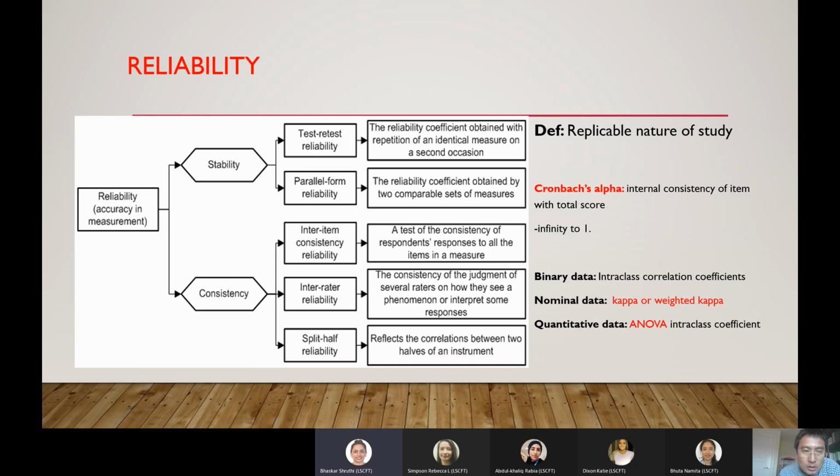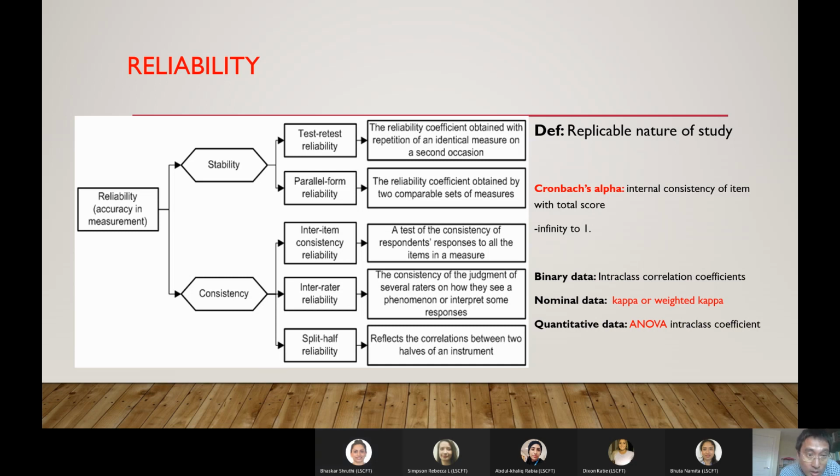When we repeat the test again and again, it will give almost similar results. Parallel forms reliability, they don't tend to ask this one, so forget this one. Inter-item consistency reliability, they don't tend to ask this one more often, but inter-rater reliability they tend to ask.